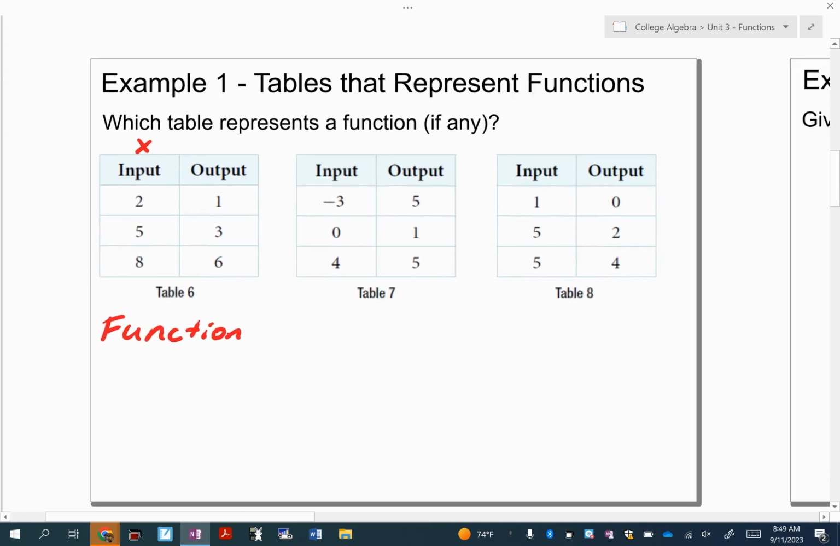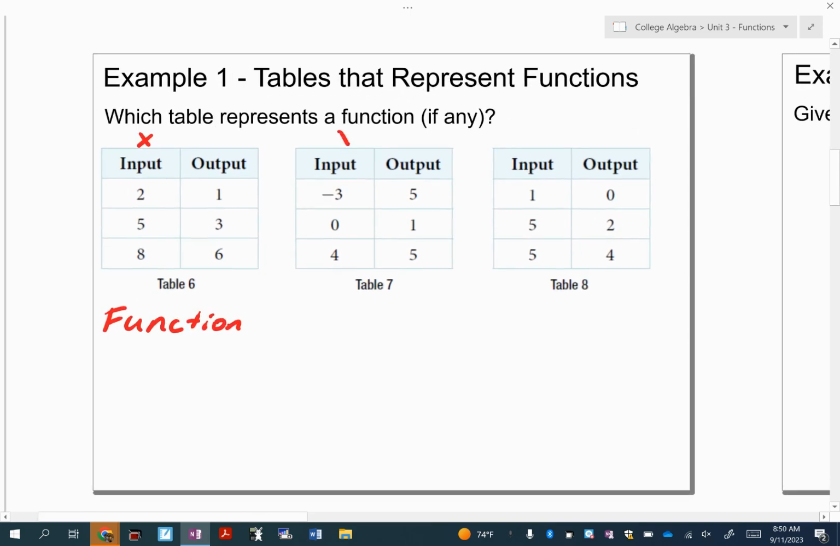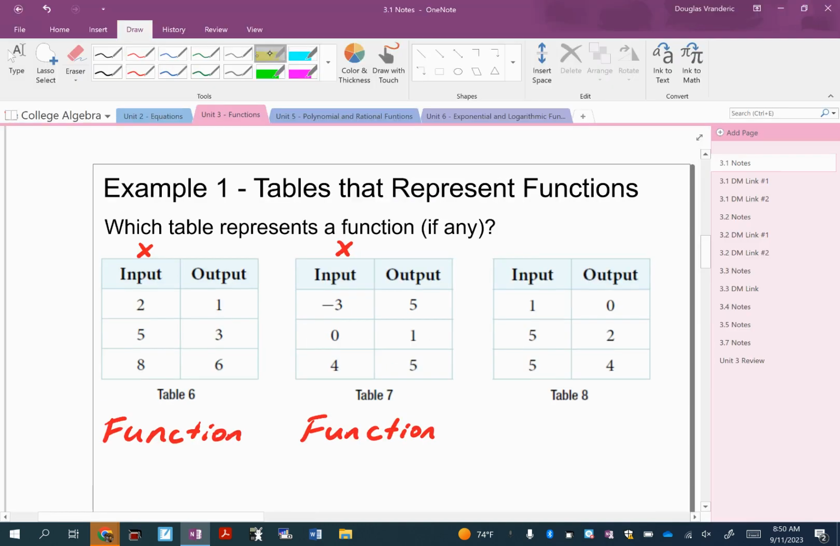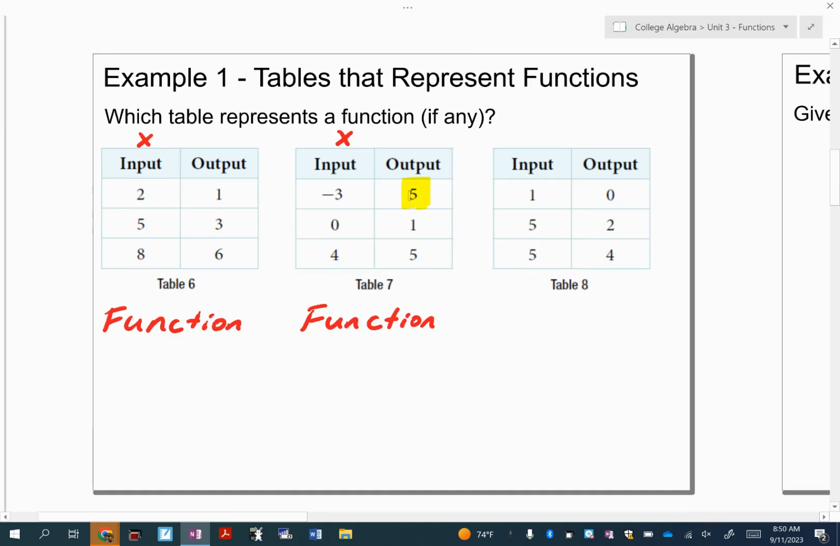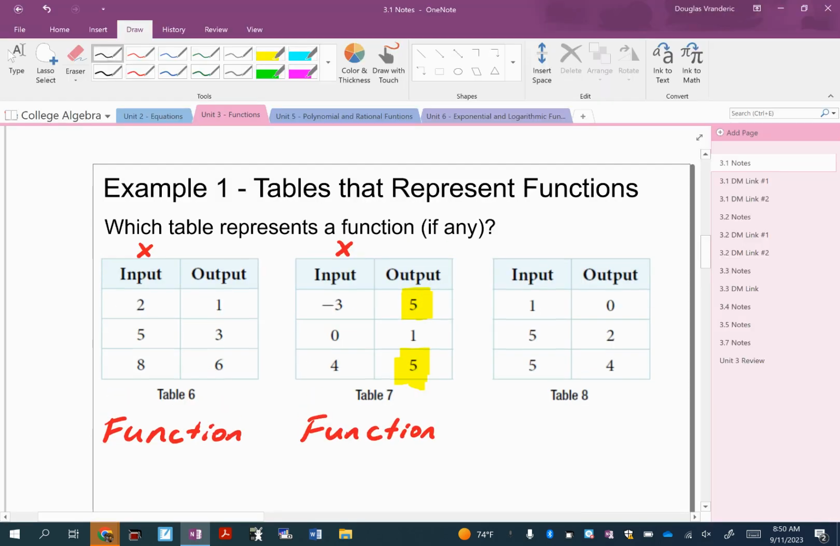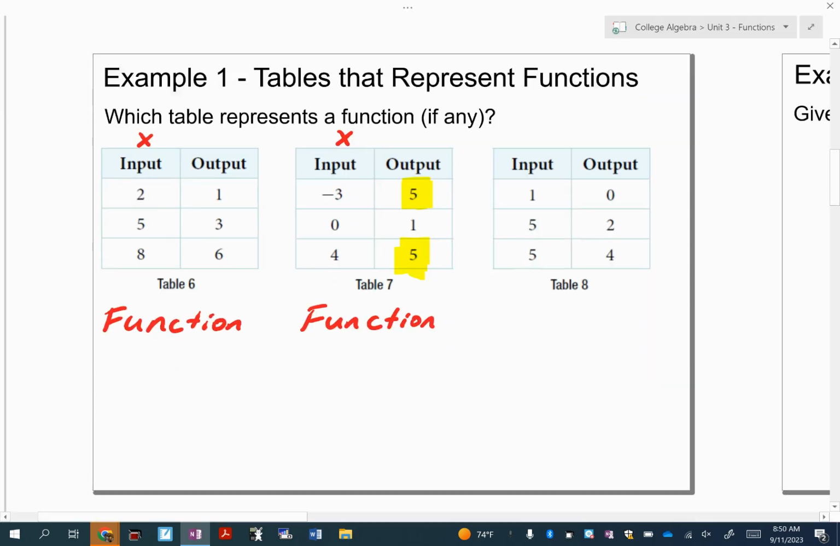Table 7, same thing. I see 3 different input values, so this will also be a function. Now, what might mess up students when they do table 7 is you should notice that we do have a repeat in the outputs. That's okay. If your outputs repeat, that's fine, as long as your inputs do not repeat. And then you can see finally in table 8, we do have a repeat here. We're using 5 twice in these inputs, so this is going to be a relation, not a function.